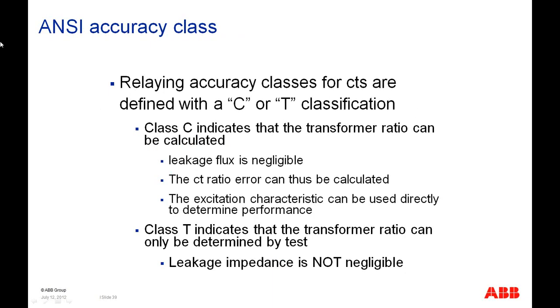As we talked about a little earlier, the C classification, which is how most CTs are rated in this country, at least as far as ANSI is concerned, either carry a C rating or a T rating. A C rating means that leakage flux is negligible, which means you're not going to have much current flowing in the leakage path. The CT ratio error can be calculated, and the CT excitation characteristics can be used directly to determine the performance, and that's exactly what we did in that previous method. T classification means that you can only determine the leakage impedance by measurement. You have to do it by test. You can't do it by calculations.